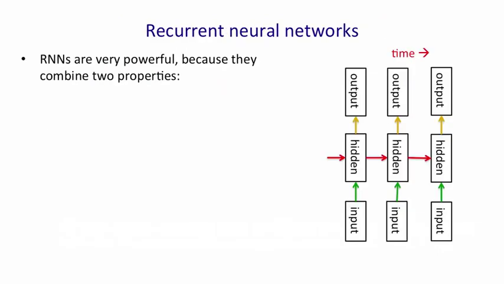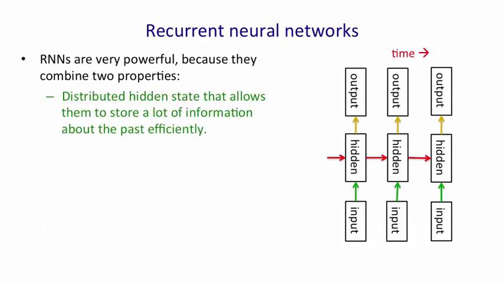So that brings us to recurrent neural networks. They have a much more efficient way of remembering information. They're very powerful because they combine two properties. They have distributed hidden state. That means several different units can be active at once, so they can remember several different things at once. They don't just have one active unit.